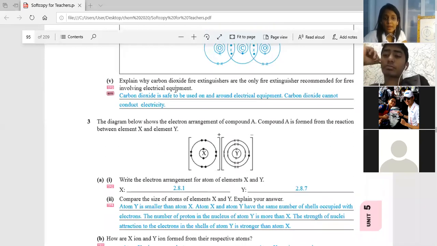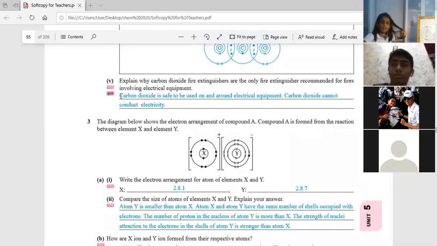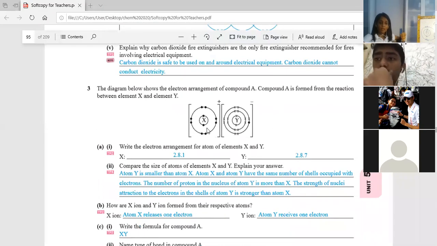So why are carbon dioxide fire extinguishers the only ones recommended for this fire? Because it is safe to be used on and around electrical equipment. Carbon dioxide cannot conduct electricity. Okay, that will be your answer. Can I go to question number 3?